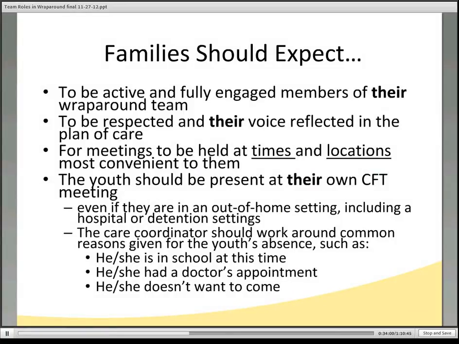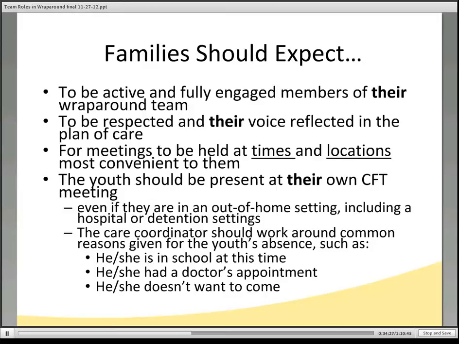So what should families expect from a wraparound? To be active and fully engaged members of their wraparound team, I mean, that's what we want from families. But what they should expect is to be respected and for their voice to be reflected in their plan of care. They should expect for meetings to be held at times and locations that are most convenient to them.